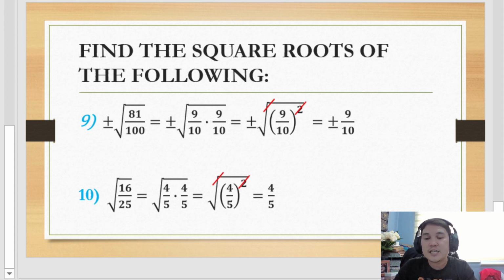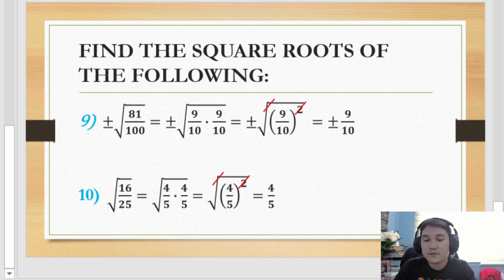Square root of 16 over 25. So that is equal to, we copy the radical sign, and then what number, if you're going to multiply it by itself, will give us 16. The number is 4, because 4 times 4 equals 16. And what number, if you're going to multiply it by itself, it will give us the value 25. So the number is 5, because 5 times 5 gives us 25.